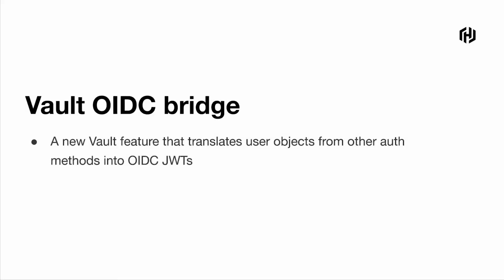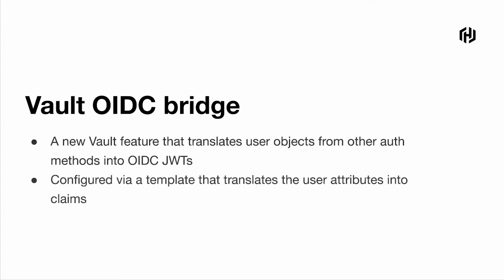But what if your existing identity provider is something besides OIDC? You don't have to replace or recreate your existing identity systems to use them with Boundary. Recent versions of HashiCorp Vault include a tech preview of an OIDC bridge. A Vault administrator configures the bridge with a template that defines how to translate user info from other Vault-supported auth methods, like LDAP, into OIDC claims.